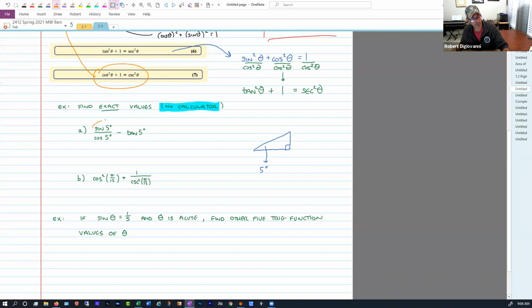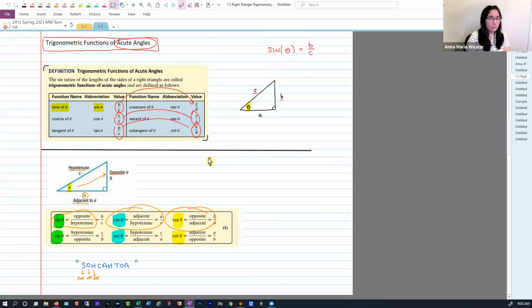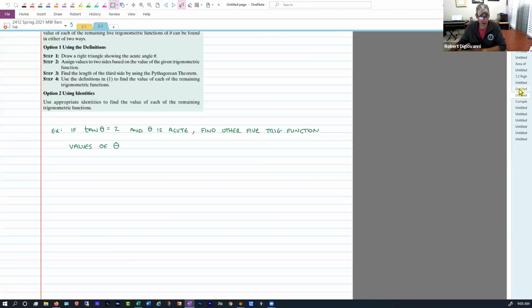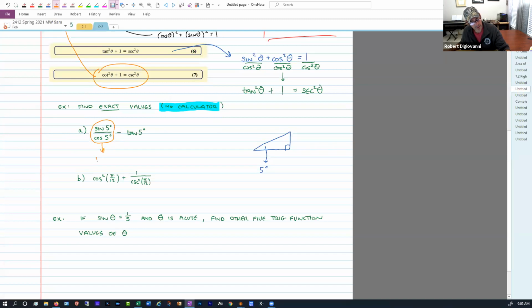Well, we need to understand what sine of 5 degrees divided by cosine of 5 degrees is. And for that we would go back and look at our information here and understand that tangent of any angle is sine of that angle divided by cosine of that angle. So we have to know that this is true in order for us to proceed with this. We have to realize that this is really just tangent of 5 degrees. And then we're going to subtract tangent of 5 degrees. So anything minus itself is 0.